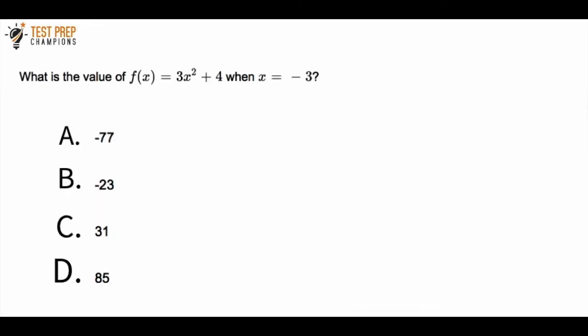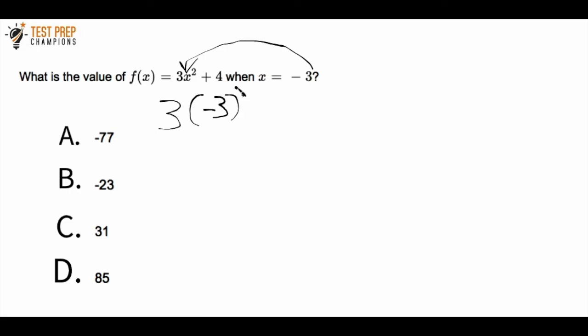Okay, the next question. What is the value of the function f(x) = 3x² + 4 when x equals -3? I'd like you to pause the video, try this out, and then we'll go over it. Since they're telling us that x equals -3, we're going to take -3 and plug it into the equation for x. If you're not sure what I mean when I say plug it in, I just mean instead of the x, we're going to rewrite it with a -3 in place of the x.